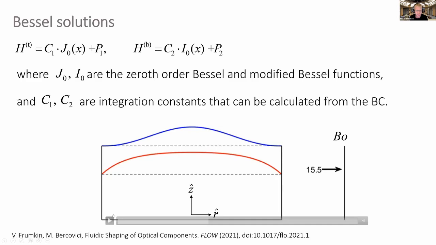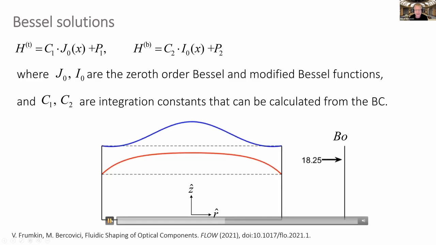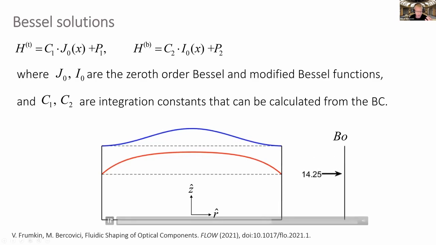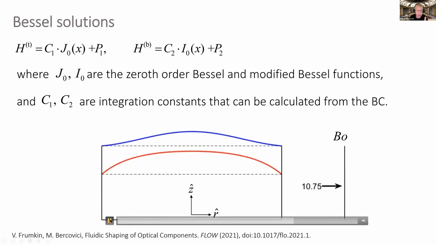If I let it continue running, you can see some very exaggerated surfaces. Usually the corrections for aspheres are very mild, something like this.